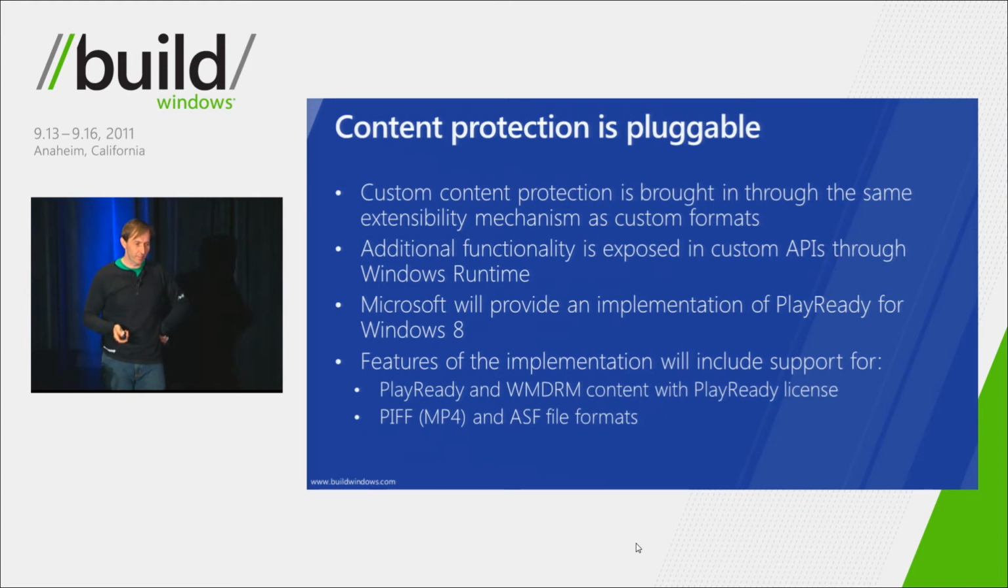And we'll provide an implementation of PlayReady for Windows 8 as well. We'll feature PlayReady content, of course, but also WMDRM content, much in the same way as we do that today for Silverlight content. That means you can use your existing content. You don't have to re-encode or re-encrypt your libraries. PlayReady can play back or decrypt the content if there's a PlayReady license on the system, which means that you need to run a PlayReady license server in order to unlock the content.